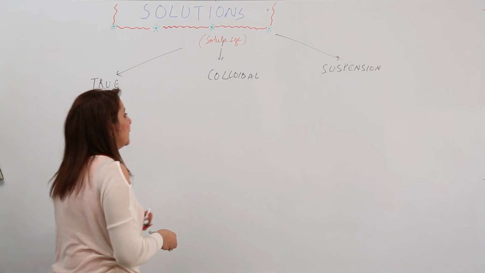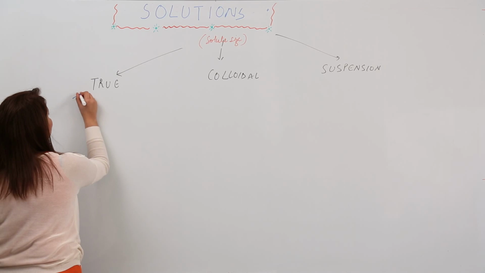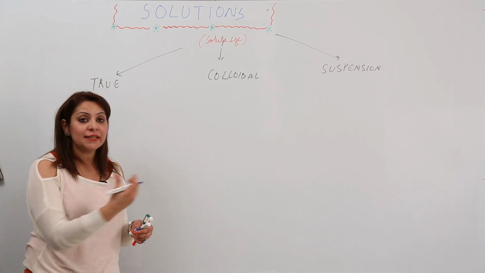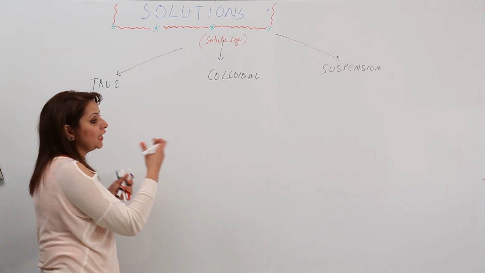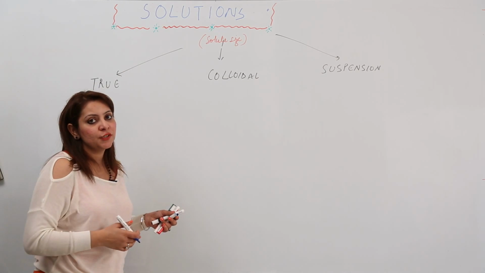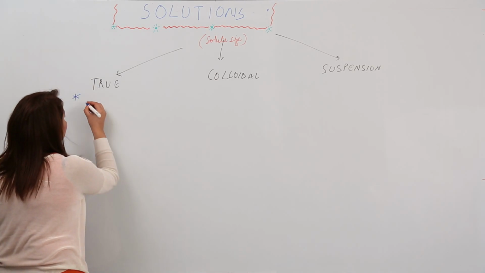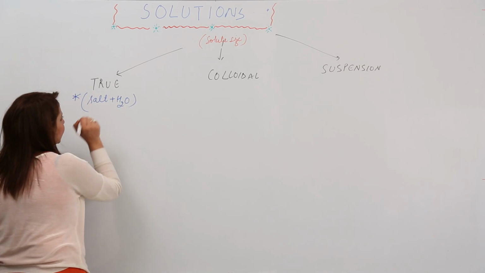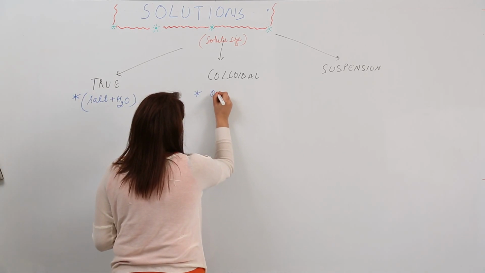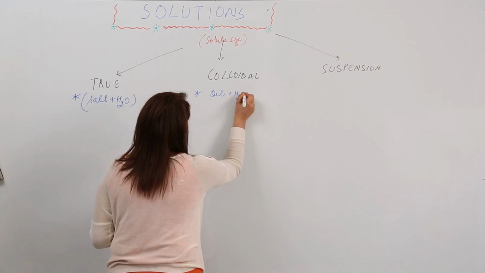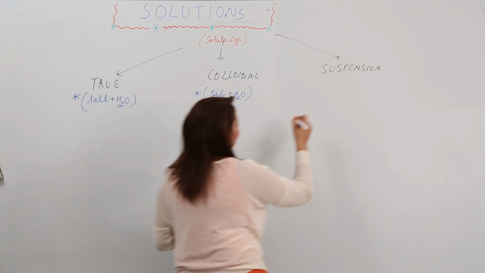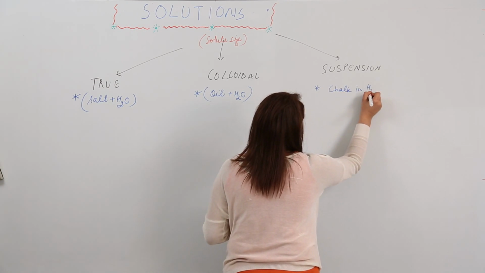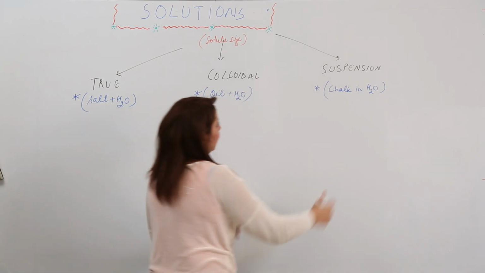First of all, I am going to tell you the examples, because when I tell you the properties, you should have an idea of the examples I have stated. The example of a true solution is when we dissolve salt in water. The example for a colloidal solution is oil and water. And the example for a suspension is chalk in water. So we have these 3 examples.